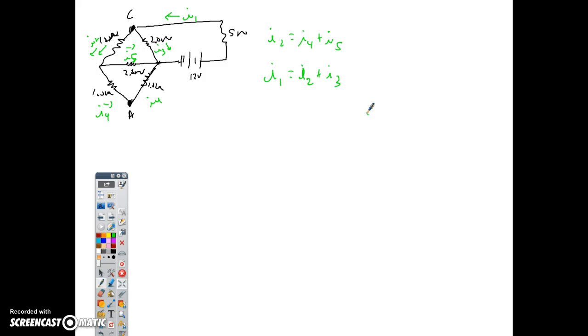It's I3 plus I5 plus I4 must equal I1, right? I3 plus I4 plus I5 must equal I1. Loving it. 1, 2, 3 equations, 5 unknowns. Need 2 more. Four. We do have 4.